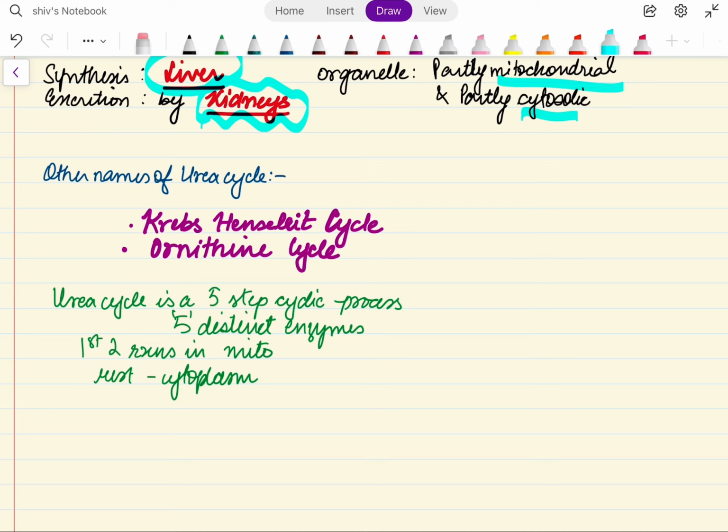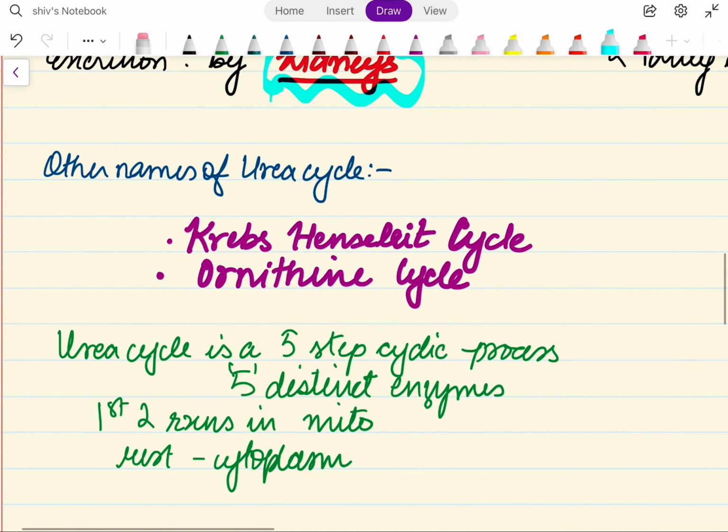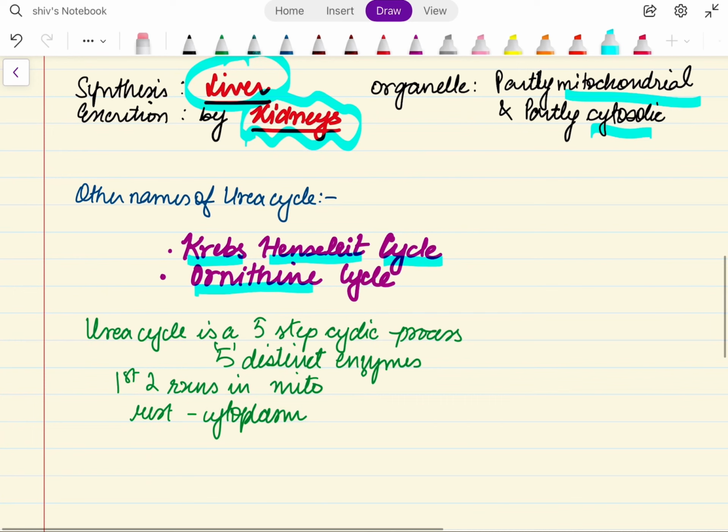Before moving ahead to the actual urea cycle, you should also know the synonyms of the urea cycle, or the other names by which we call the urea cycle. Krebs-Henseleit cycle, also called the ornithine cycle. So these are the two names you must know, which can be alternatively used for the urea cycle.